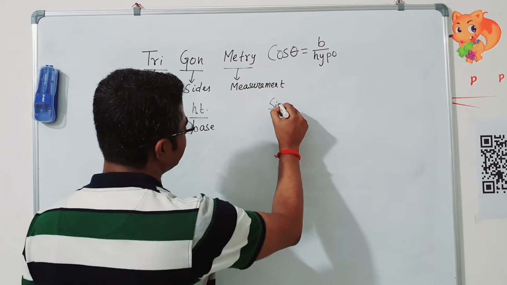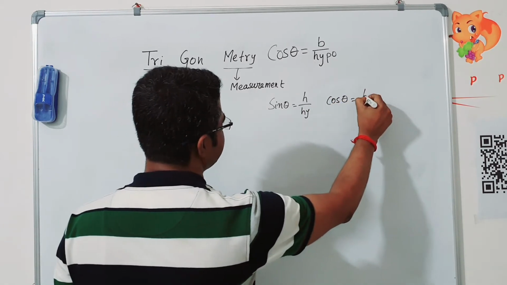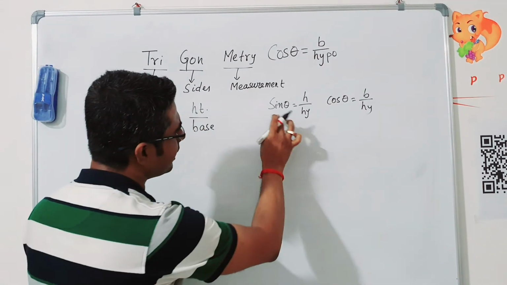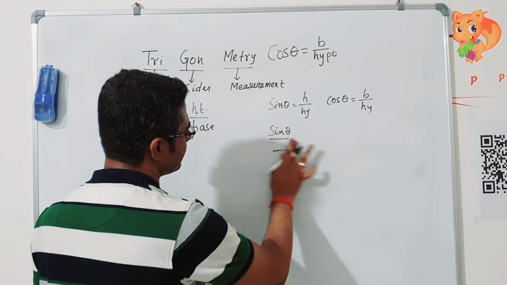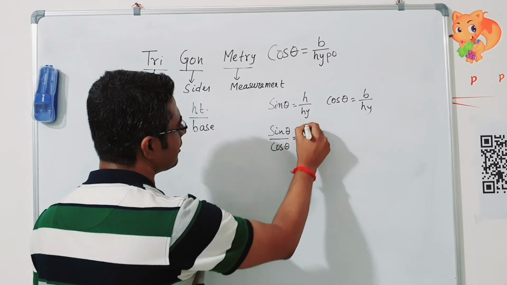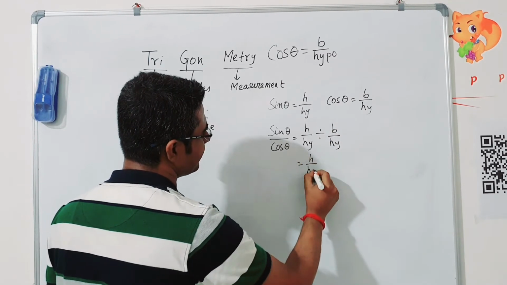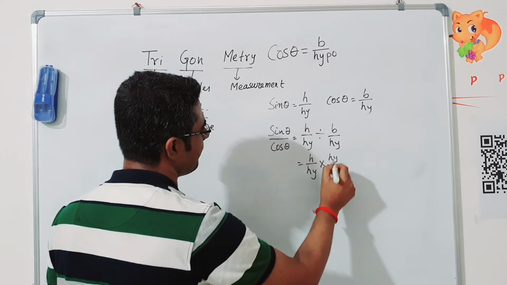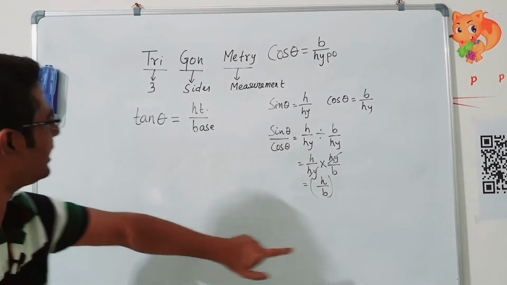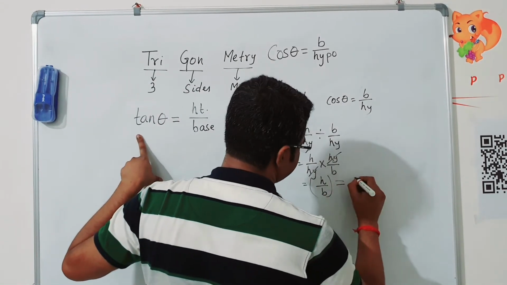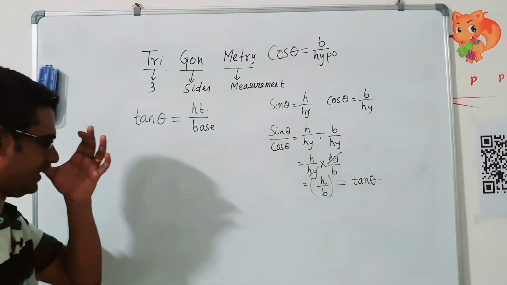Now let's check one thing. Sin theta is equal to height by hypotenuse. Cos theta is equal to base by hypotenuse. Can I divide this by this? Let's do it. Height by hypotenuse divided by base by hypotenuse is height by hypotenuse into hypotenuse by base, so height by base. Clear? This is nothing but tan theta. So sin theta by cos theta is tan theta. Isn't it?